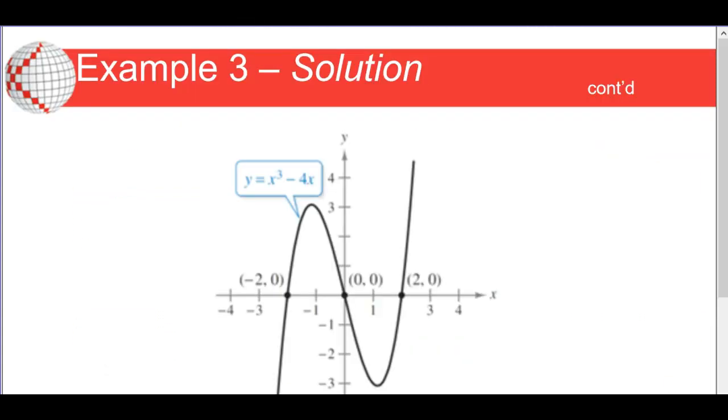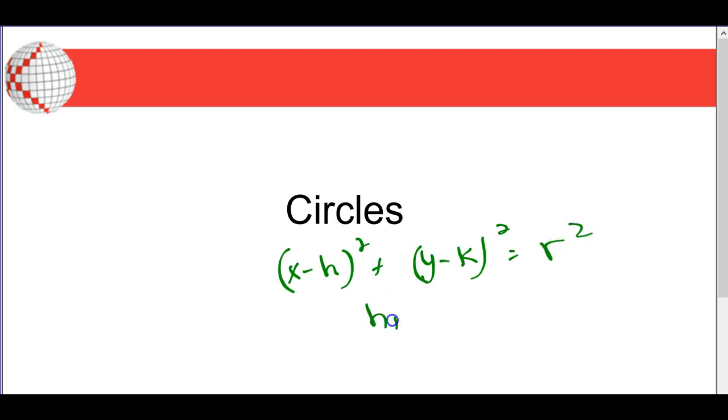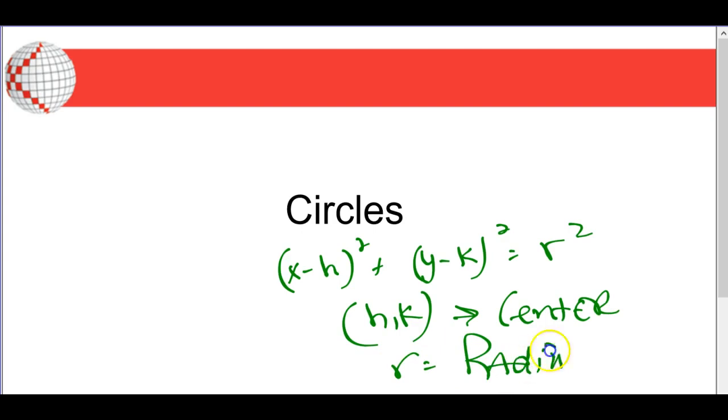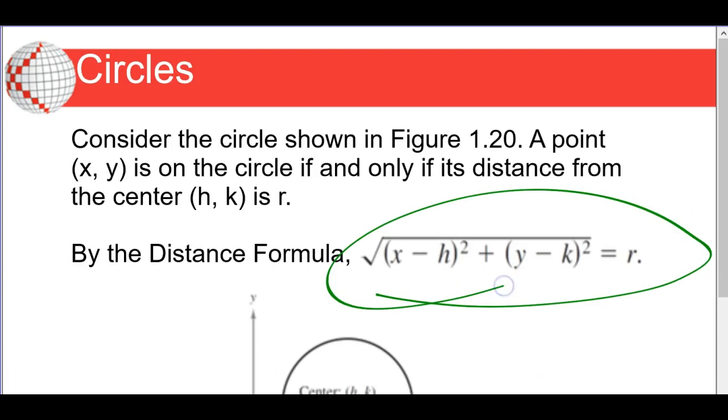And again, here's just the process of going through. Oh, the author graphed it as well. Circles, we've learned, hopefully you have this memorized: (x minus h) quantity squared plus (y minus k) quantity squared is equal to r squared, where h and k is no longer the vertex, but it's called the center of the circle, and r is the radius, the distance from the center. So here's the general formula of a circle.